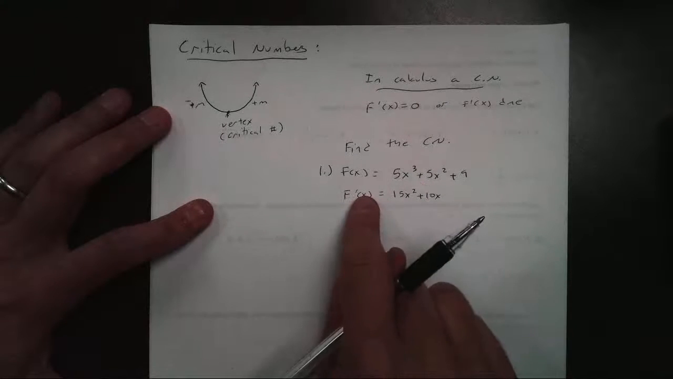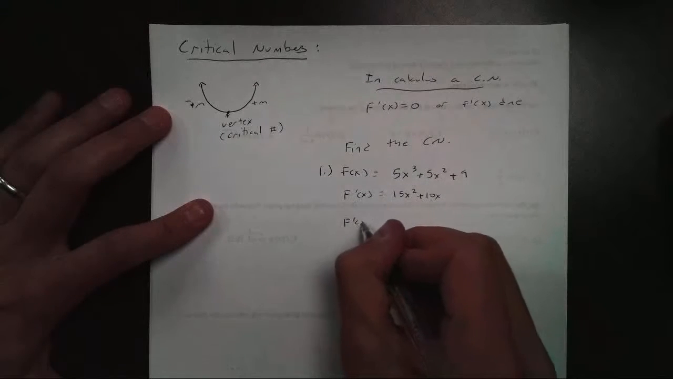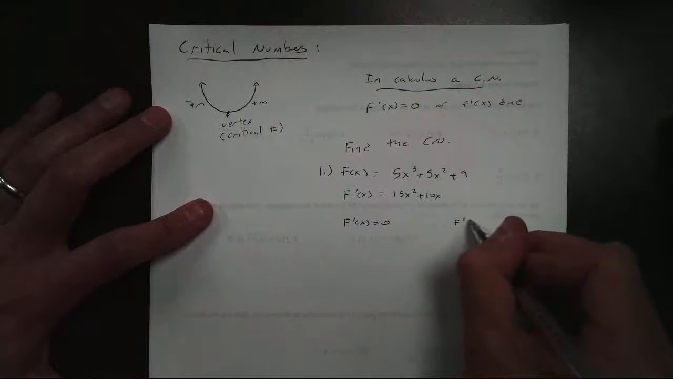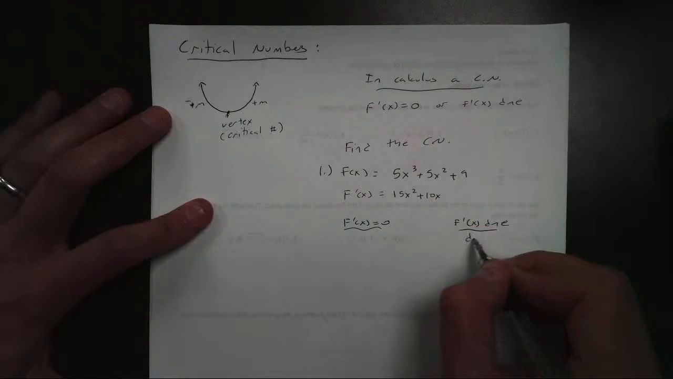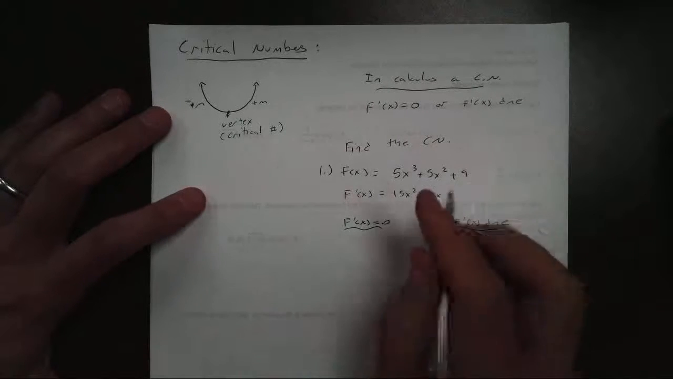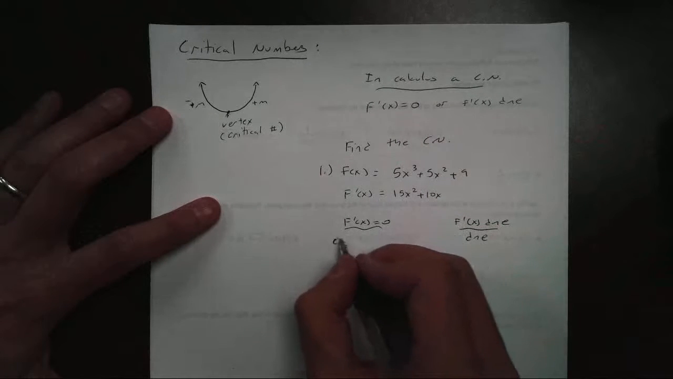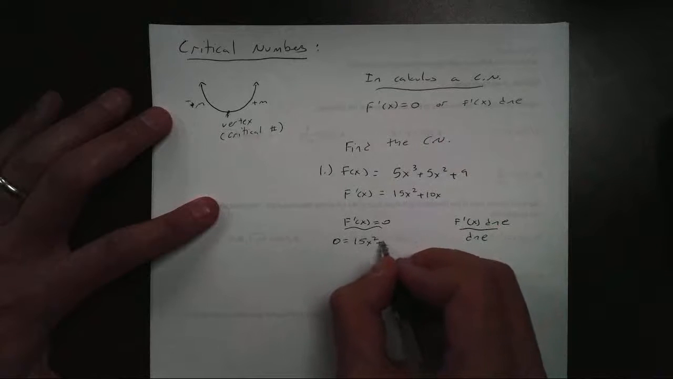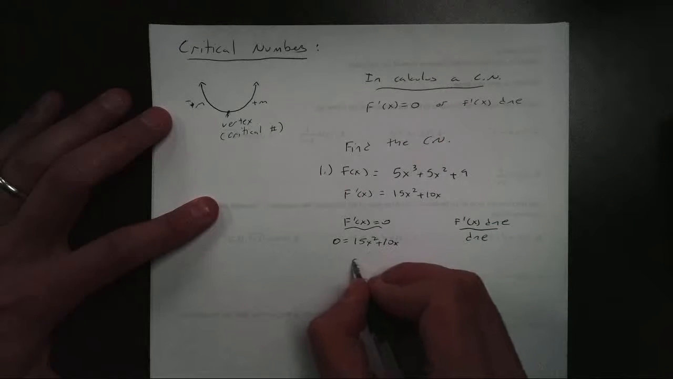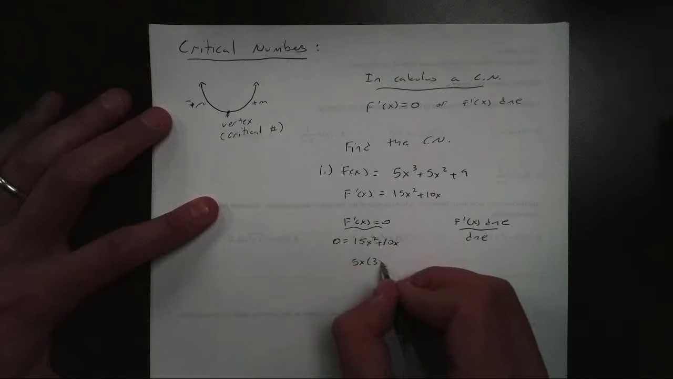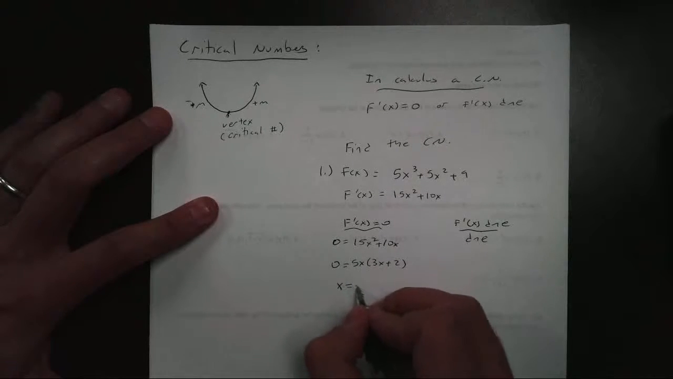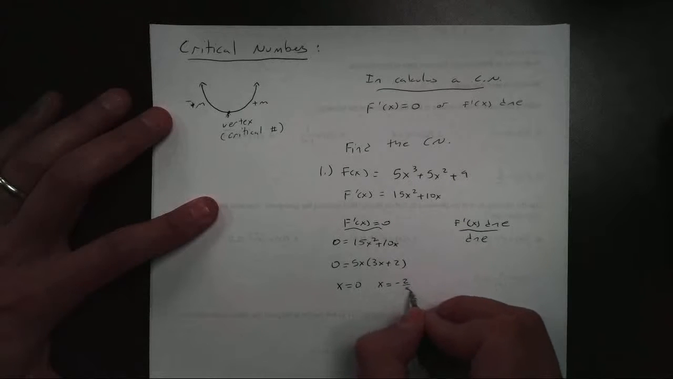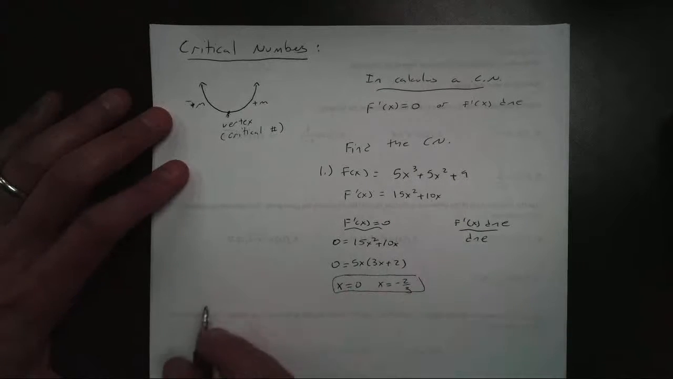So I have two ways I can get a critical number. One, where does the derivative equal 0? Or two, where does the derivative not exist? Now this one's pretty obvious. There's nowhere where it's not going to exist, because there's nowhere where x can't exist. But let's take a look at where it's 0. I set that equal to 0. I can factor out a 5 and an x. That's going to give me 3x plus 2 equals 0. And I just solve it. x equals 0, x equals negative 2/3. And those are our critical numbers.